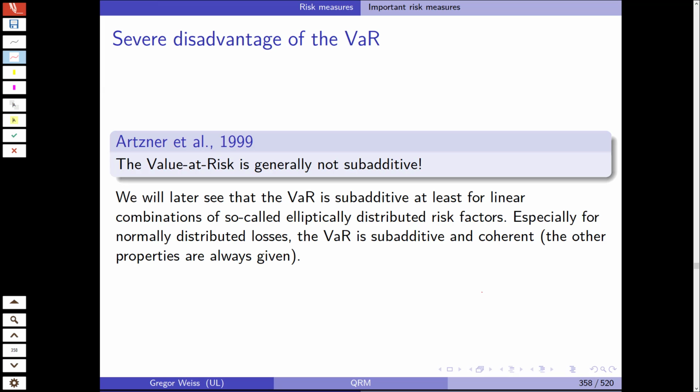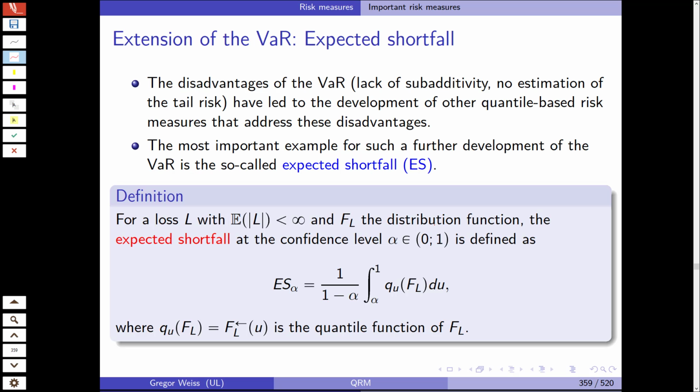As I told you, a severe disadvantage shown by Artzner et al.: the value at risk is not subadditive. It is only subadditive for so-called elliptical distributions, and the most important ones are the t and the Gaussian distributions. Otherwise, it might not be subadditive and thus not coherent.